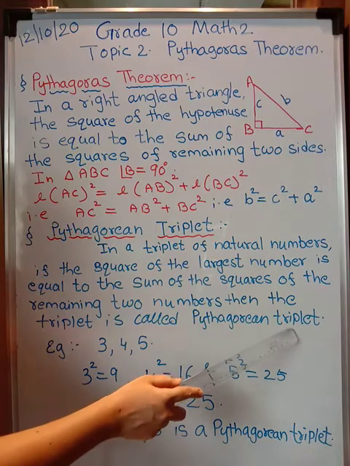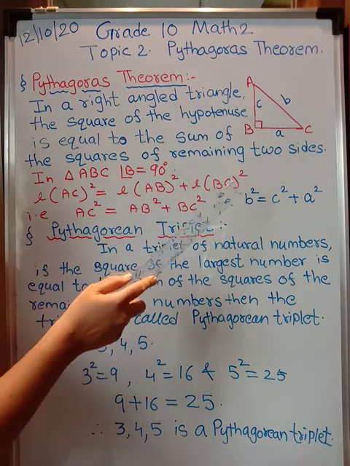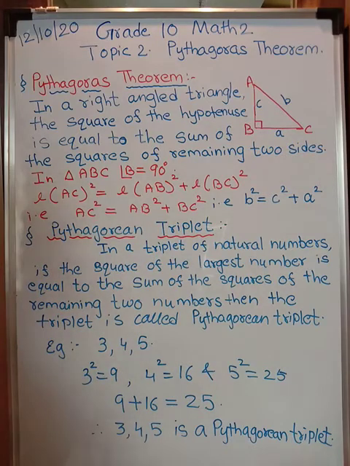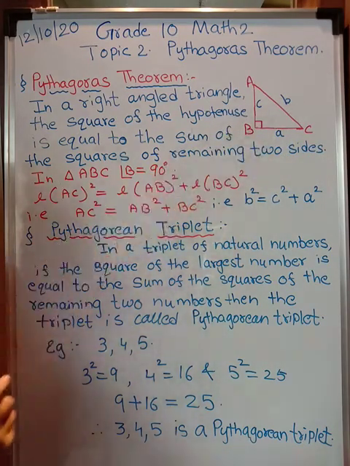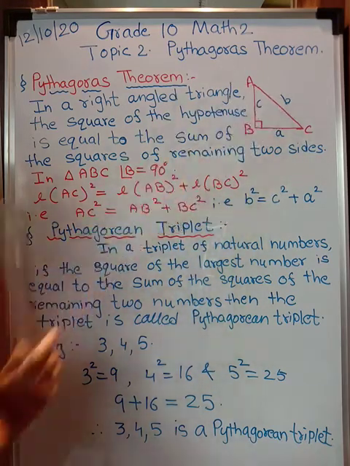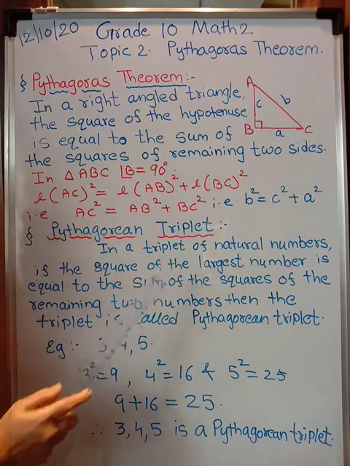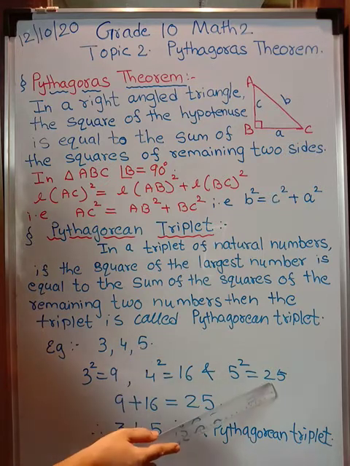Why Pythagorean triplet? Because those three numbers are satisfying this condition according to Pythagoras theorem. Here also one number's square is equal to the sum of the squares of the remaining two numbers. And you know in a right angle triangle, the largest side is always the hypotenuse. So it is said that if there are three numbers and the square of the largest side, now here 3, 4, 5 are a group of three numbers called a triplet. Now what is the square of 5? 5 is the largest number, the square of 5 is 25.